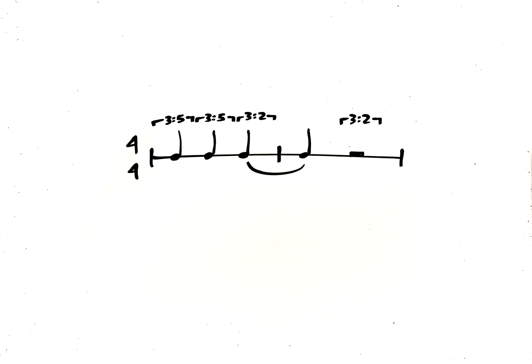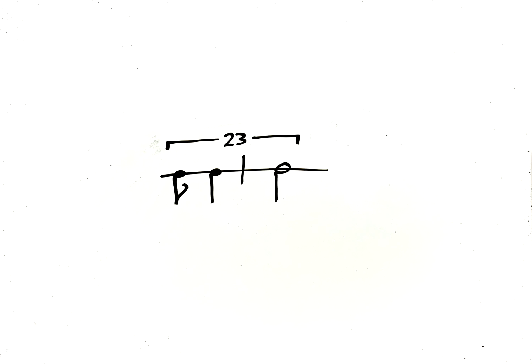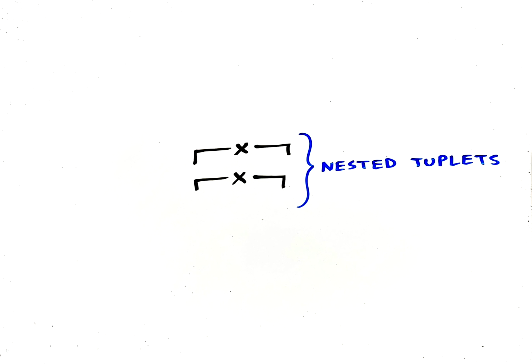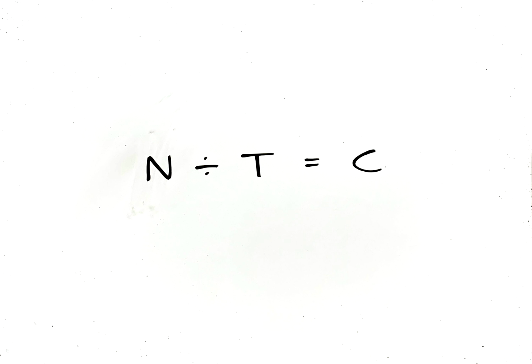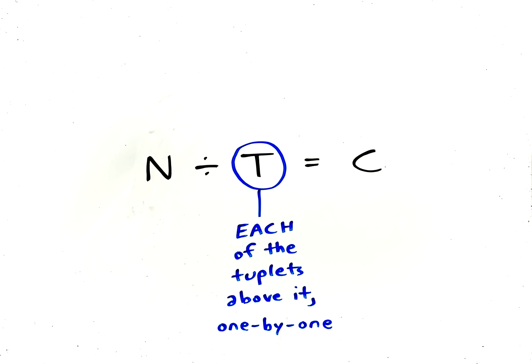Therefore, our previous example can be simplified to this. Extending a tuplet over a bar line, like this, is not very common, but it is possible. Sometimes you will see tuplets that are on top of each other, like this. These are called nested tuplets. To analyze them, the process is exactly the same. Just divide each note or rest by each of the tuplets that is above it.